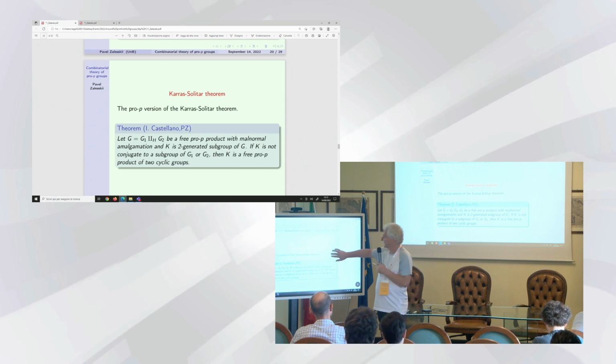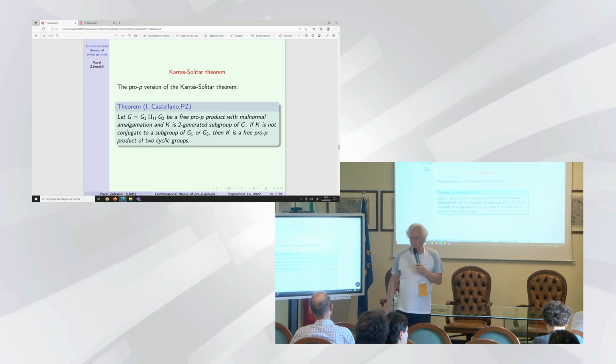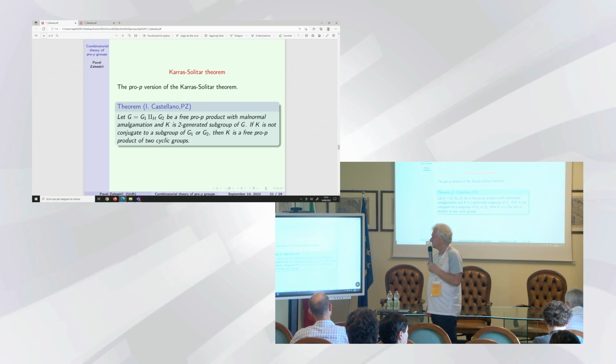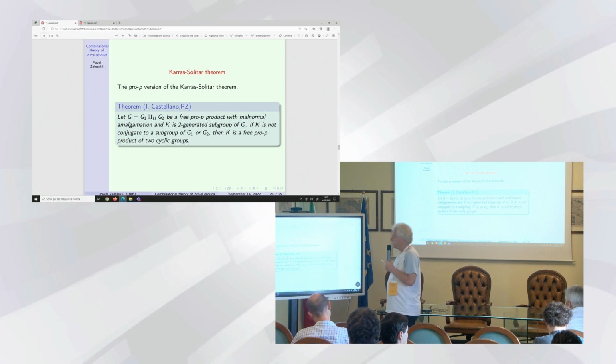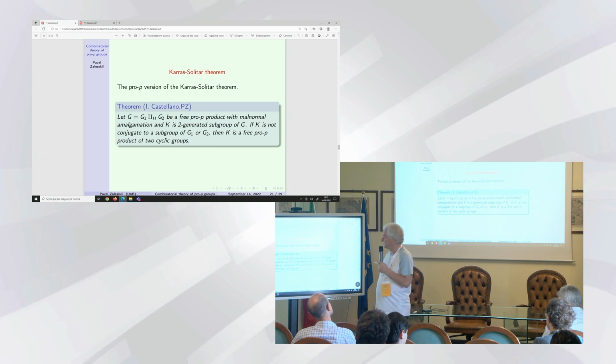Also, it gave as a corollary the pro-p version of Karass–Solitar's result: if we have a free pro-p product with malnormal amalgamation, then every two-generated subgroup which is not conjugate to one of the factors, which is the degenerate case, is a free product of two cyclic groups.